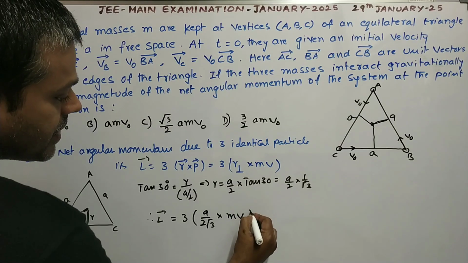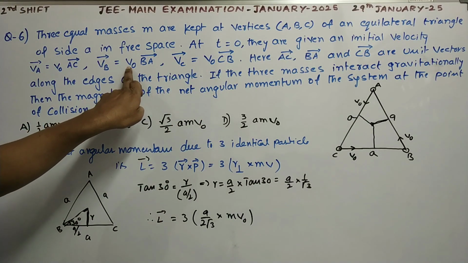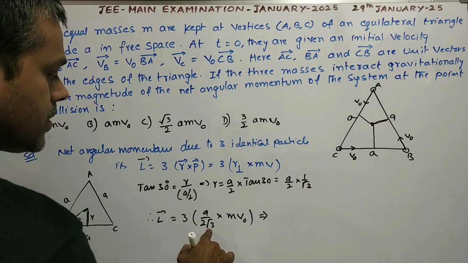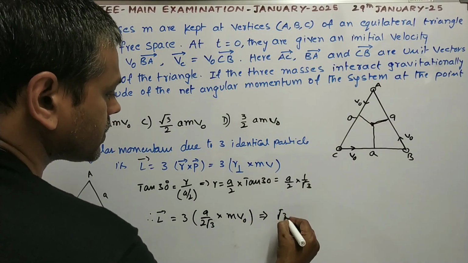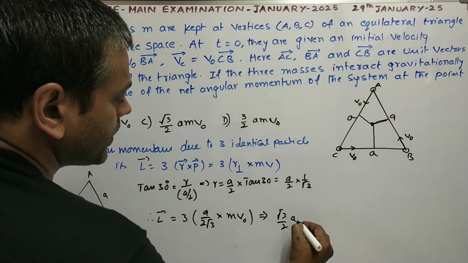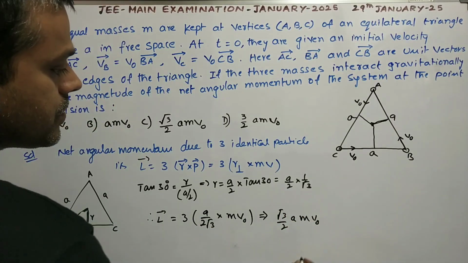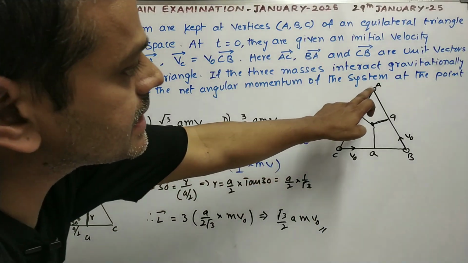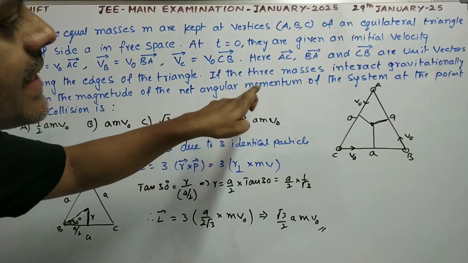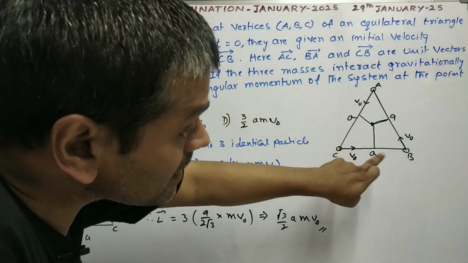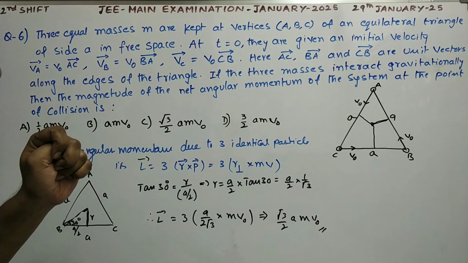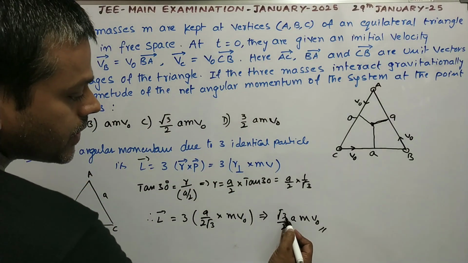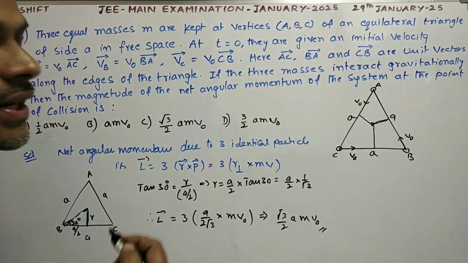Initial velocity is given. What is that? V naught is given. So M into V naught. So this may be written like this. So 1 root 3 is remaining. That means root 3 by 2, into A into M into V naught. So this is the net angular momentum due to these three identical masses lying at the three vertices of this equilateral triangle. Moreover, these three masses interact gravitationally. So the net angular momentum of this system is root 3 by 2 times A into M into V naught. Okay, right.